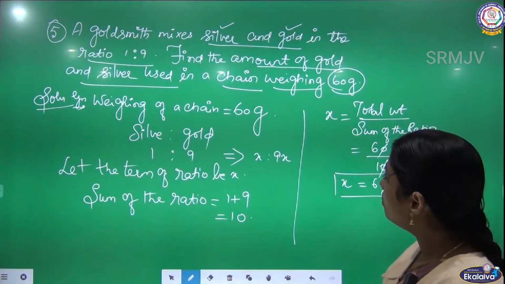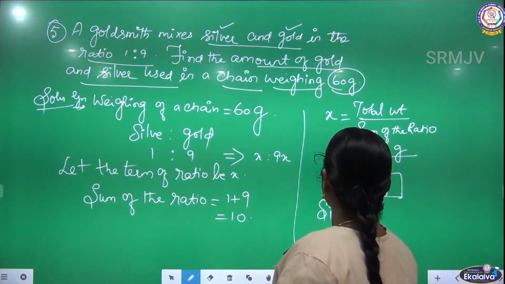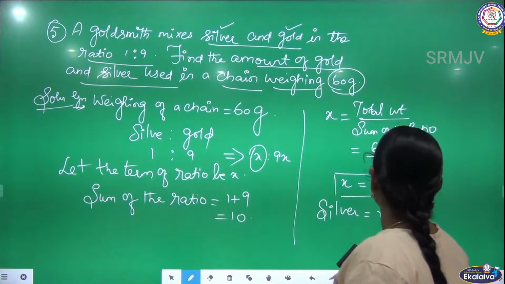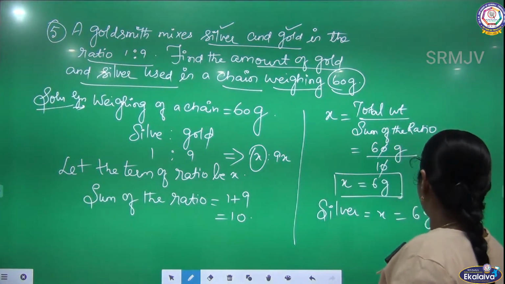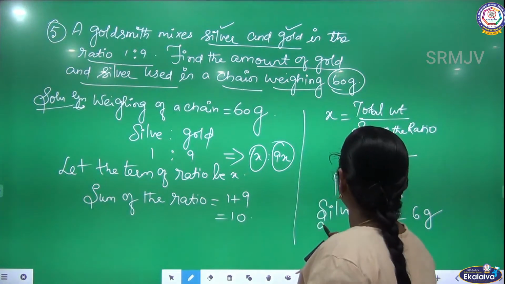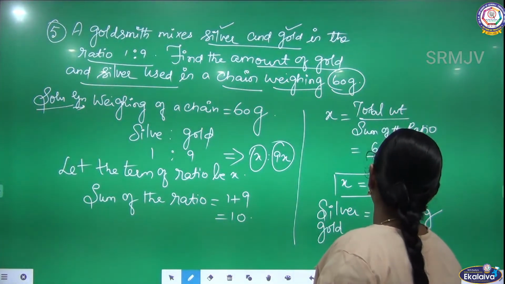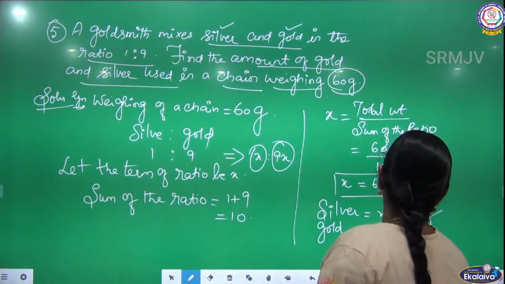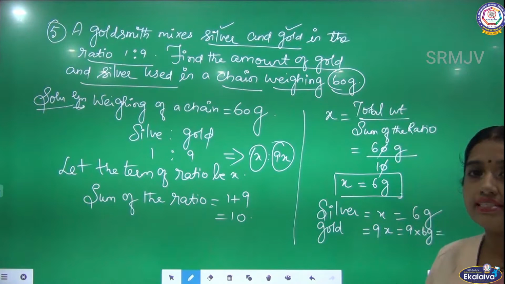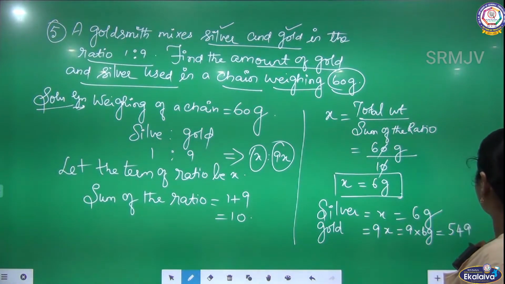Okay. Now see for the silver part. Silver is equal to what? x. So what is the x value? 6 gram. And what about the gold? Gold is 9x. So 9 into 6 gram, which is what? 9 sixes are 54 gram.